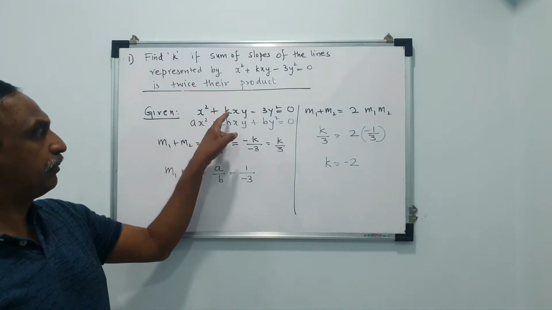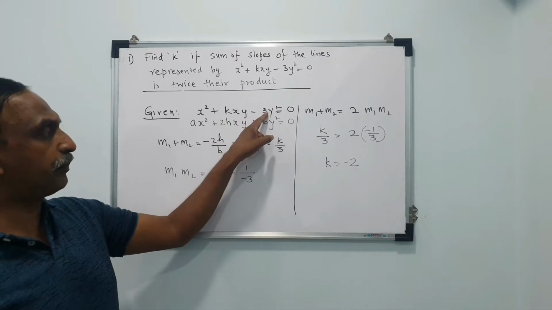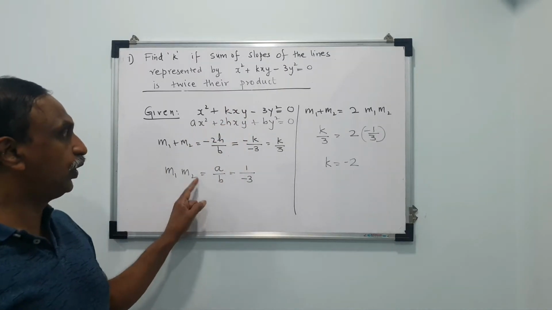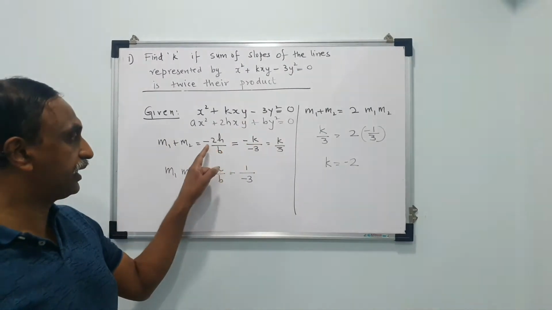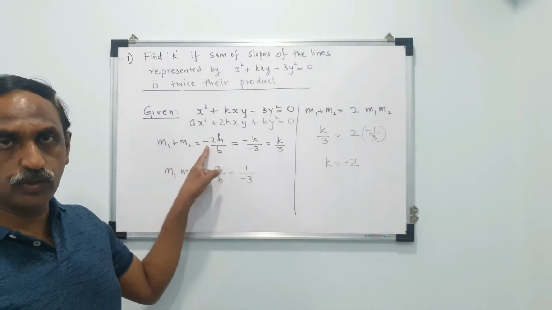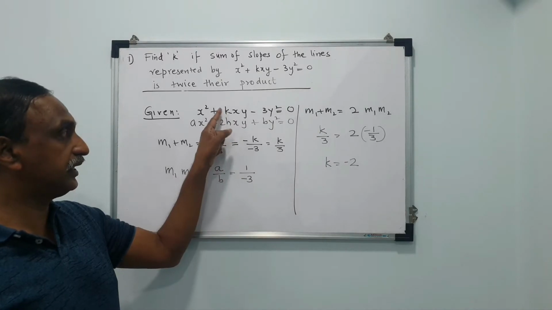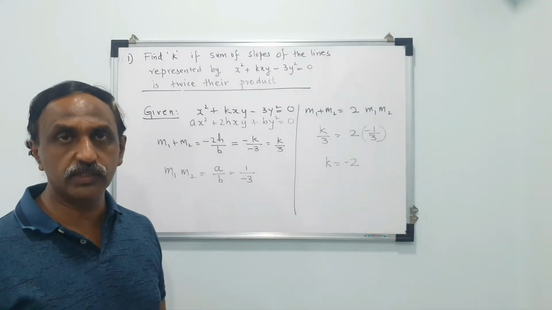Sum of the slope is minus coefficient of xy upon coefficient of y square. Product of the slope is coefficient of x square divided by coefficient of y square. Be careful about this minus sign. So when you take, suppose here it is minus, here it will become plus. So you have to be careful about this.